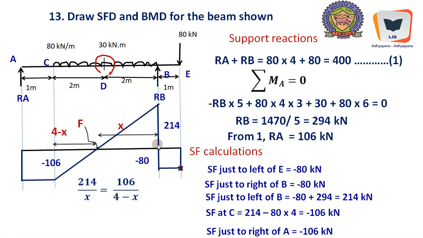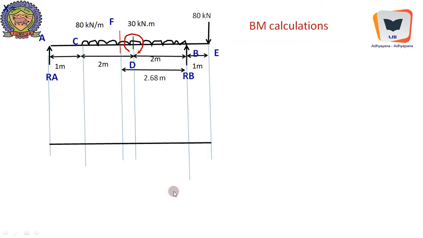214 of the big triangle divided by x should be equal to 106 divided by 4 minus x, and upon simplification we get the value to be 2.68. Therefore this distance is 2.68. This distance will be 4 minus 2.68. So that point is located, and it is also marked over here because this happens to be an important point.